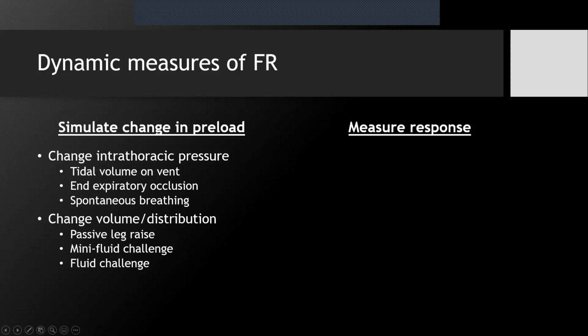And so you have your way that you're changing your preload. And now what you have to do is measure the response to that change in preload. And you can do that either directly or indirectly. And by direct or indirect, I mean directly getting a cardiac output, or not directly getting a cardiac output, but seeing a change that correlates with a change in cardiac output, which I'll go through.